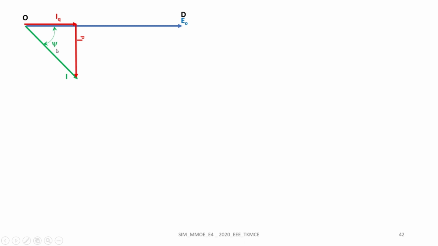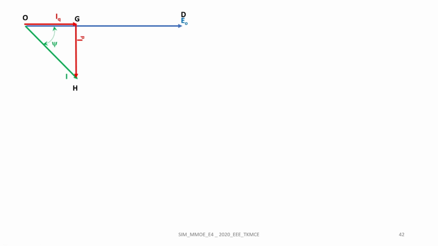Now let's consider the same phasor diagram in order to derive the expression for internal power factor angle psi. Let OD be the induced EMF, that is E0, which is taken as reference. Armature current is lagging E0 by internal power factor angle psi. We can resolve armature current into in-phase component, that is IQ, and quadrature component, that is ID. As this right angle triangle is required, let's mark these points as G and H.